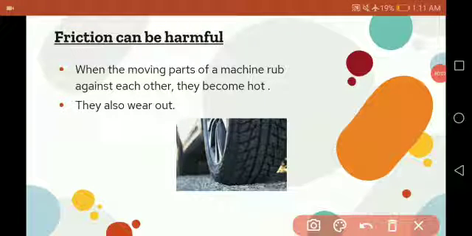Friction can be harmful. When the moving parts of a machine rub against each other, they wear out. Tires of a car, shoes and clothes also wear out due to friction.